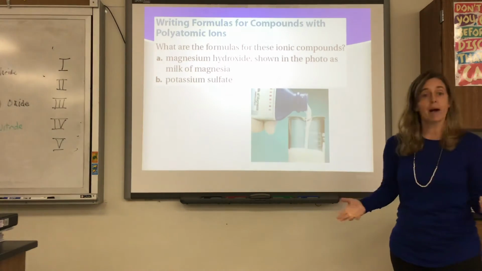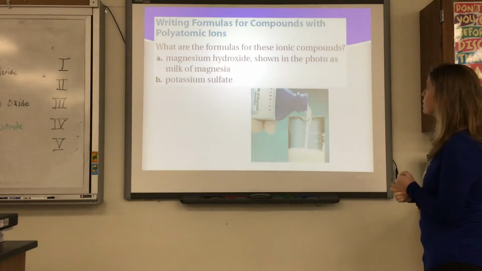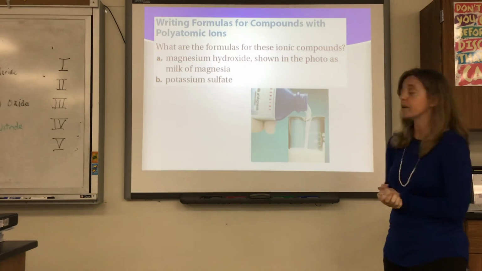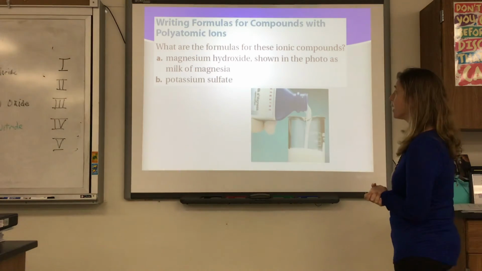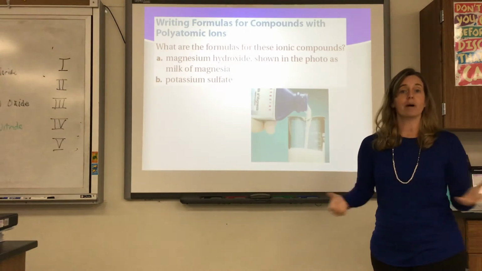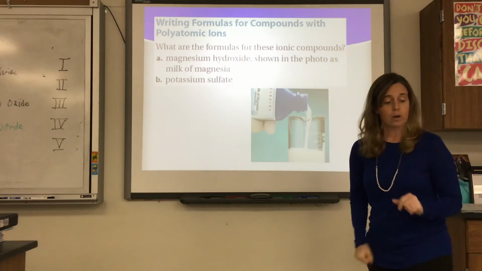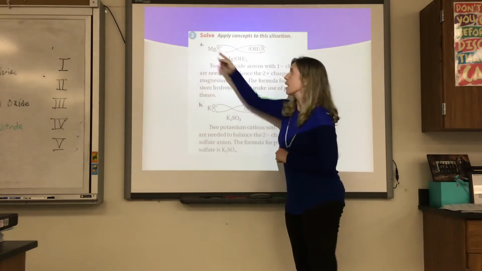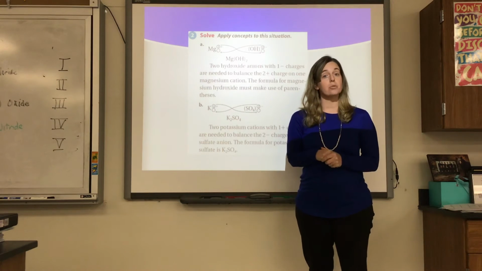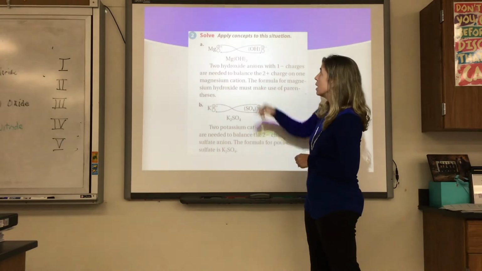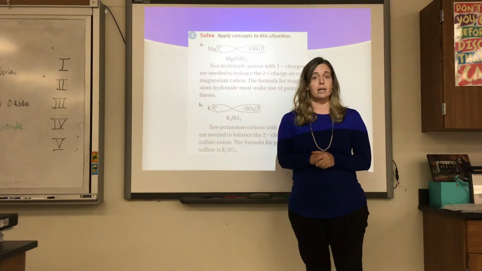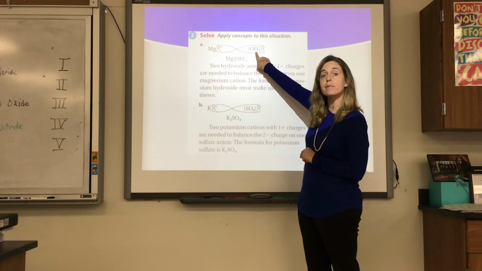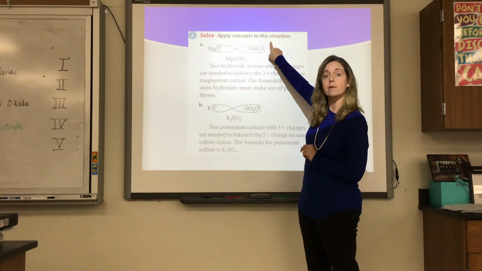All right, so let's do some more practice. What are the formulas for these ionic compounds? If I have magnesium hydroxide, shown in the photo as milk of magnesia, and I have potassium sulfate, how would I write these formulas? Well, first of all, you would write what these are. So I'd find magnesium, and it's a +2 charge, so Mg has a +2. I would find hydroxide. Hydroxide has a -1. Remember, watch what I do. I put OH in parentheses, and I put a -1 outside the parentheses.